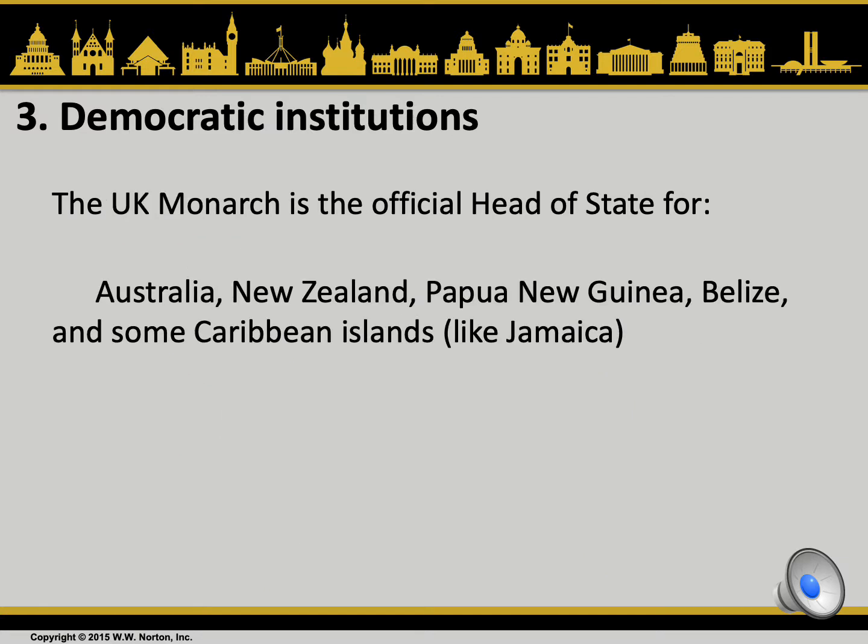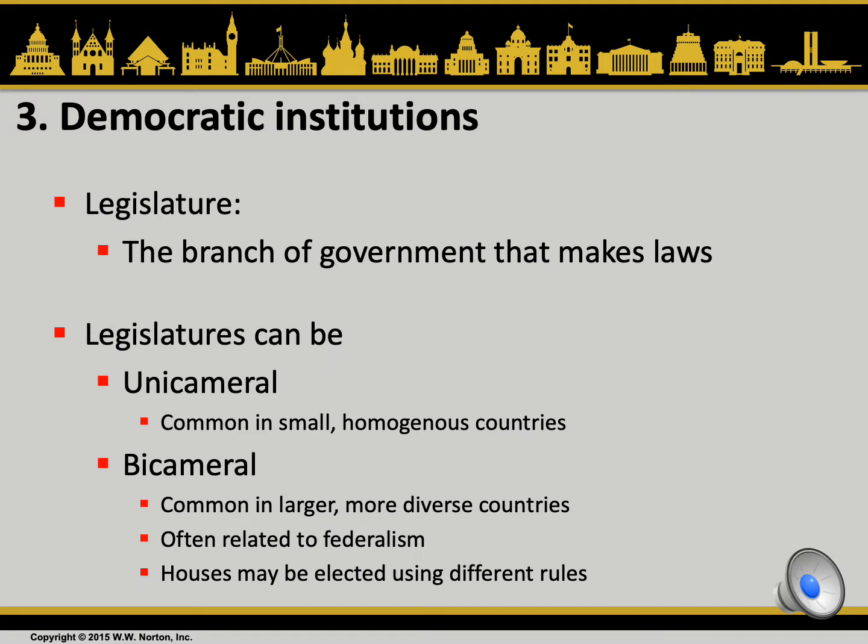Interesting to note that the monarch in the United Kingdom still is the official head of state for a number of countries that are members of the Commonwealth. Where the executive branch presides over the government.